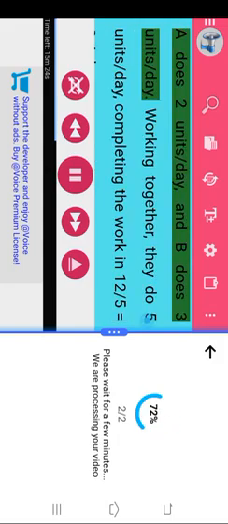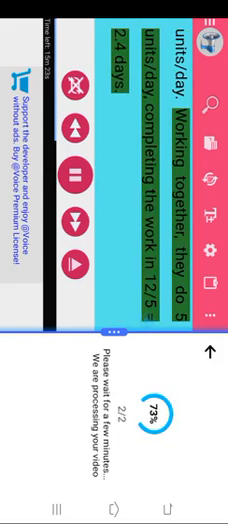For instance, if A can do a job in 6 days and B in 4 days, assume total work is 12 units. A does 2 units per day, and B does 3 units per day. Working together, they do 5 units per day, completing the work in 12/5 equals 2.4 days.